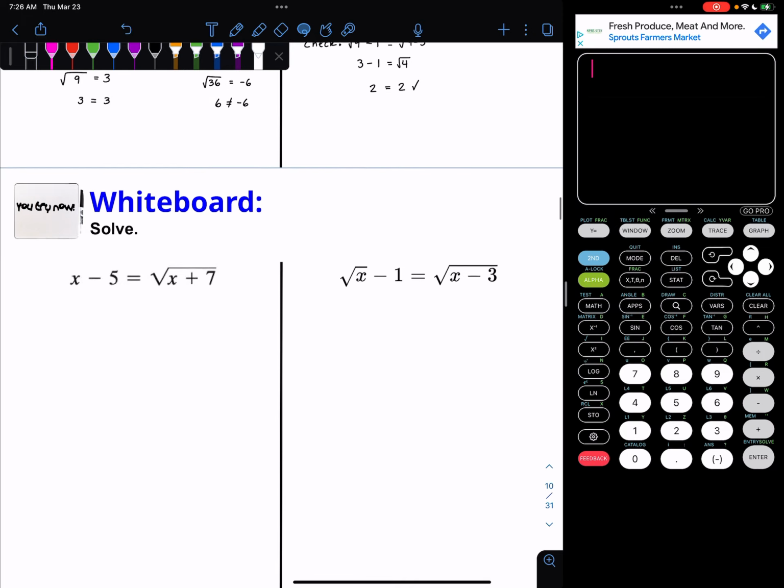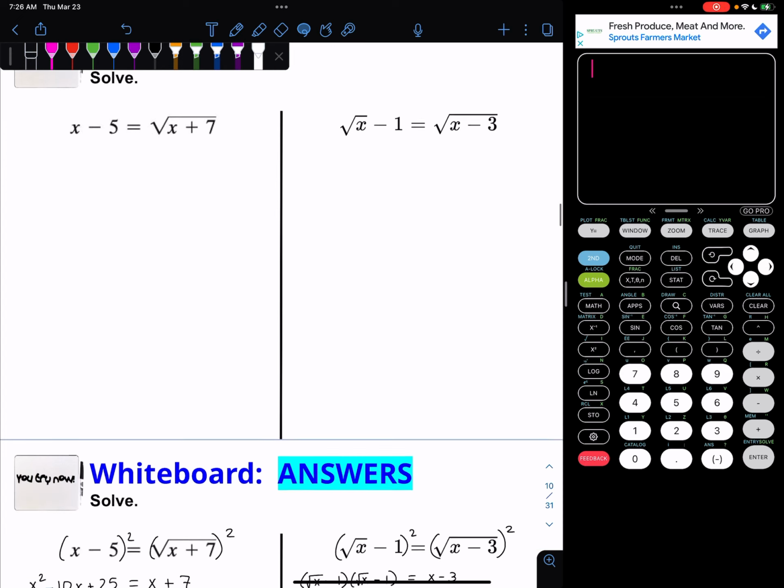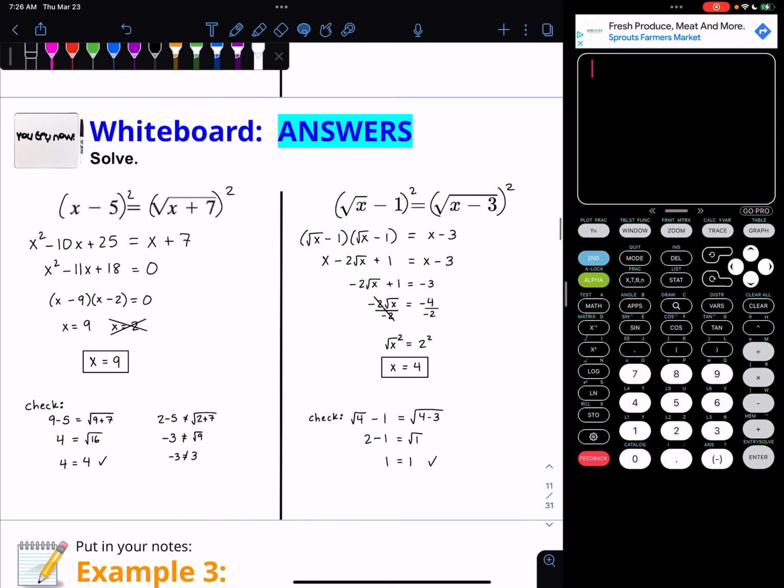All right. Go ahead and practice with these two problems. Go ahead, pause, and work. Hey, thank you so much for coming back. Here's your answers to practice. Should have 9 and 4, and both of them work. On the left, you had also a 2, but the 2 did not work out when you checked your work. That was a no, so that one did not work out.